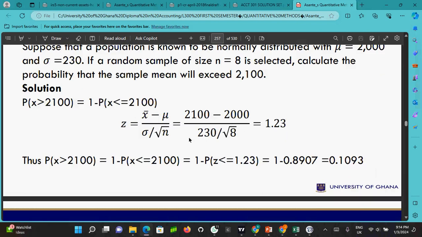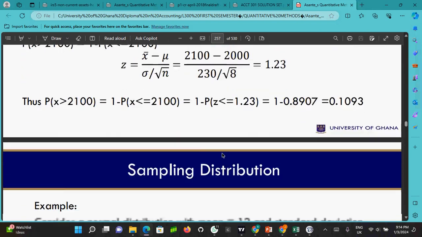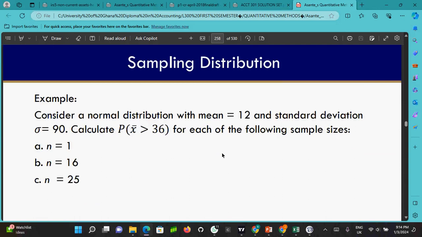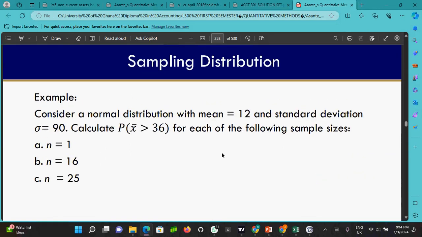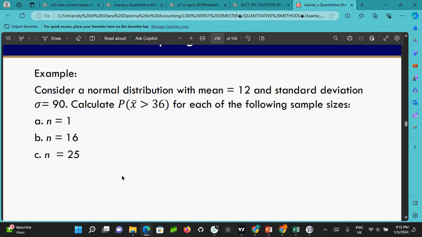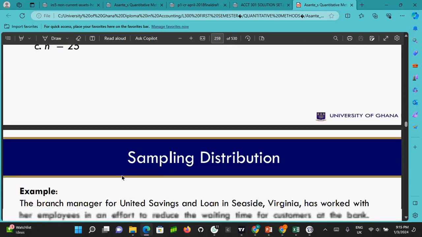So basically, they did the same thing here. Consider a normal distribution with a mean of 12 and a standard deviation of 6. So what we are going to do here is solve with the 36 now constant. We are going to change the n: n equals 1 for the first one, n equals 16 for the second one, then n equals 25. So it's just the same thing as what we did.